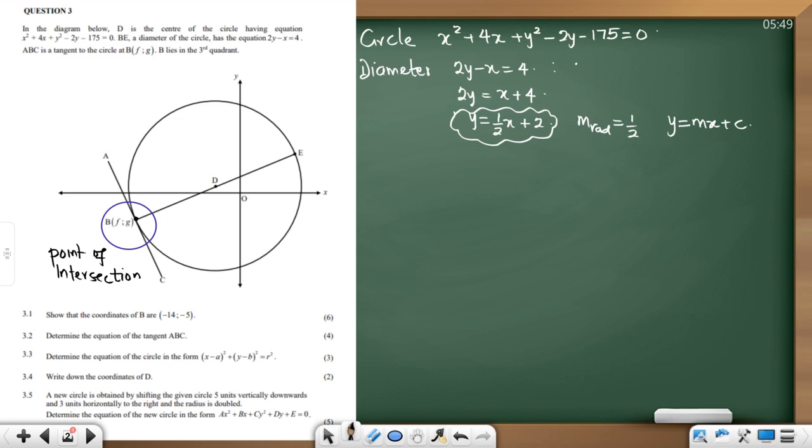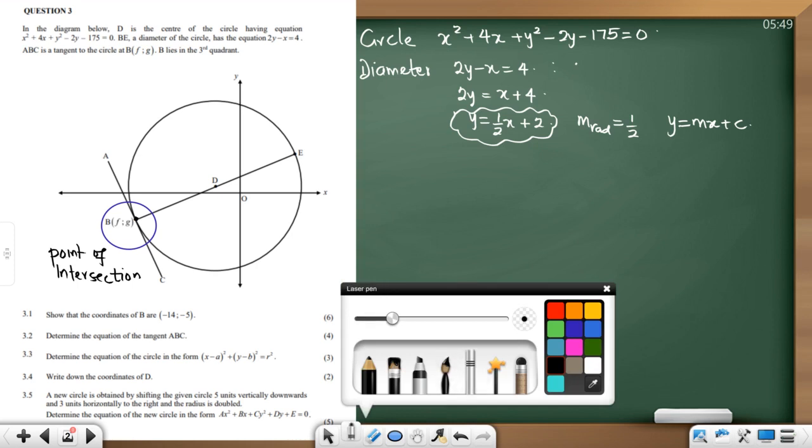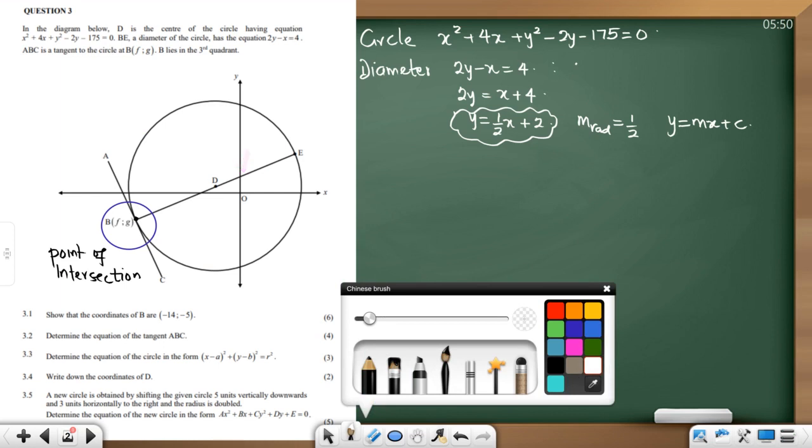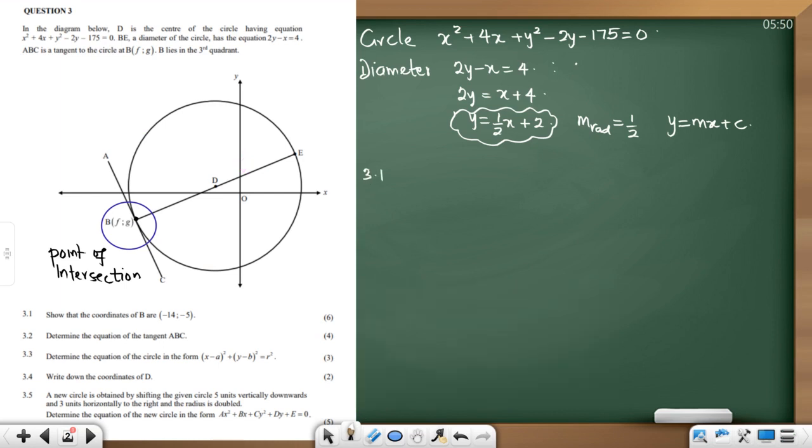Now the first one says show that point B. At that point I have a tangent, which I know nothing about, but I also have a diameter, whose equation I have, and the circle. I can use both equations, and we just equate. Now it's algebra, since we've interpreted. Question 3.1, let's do that together.